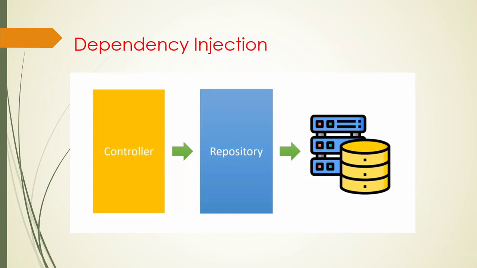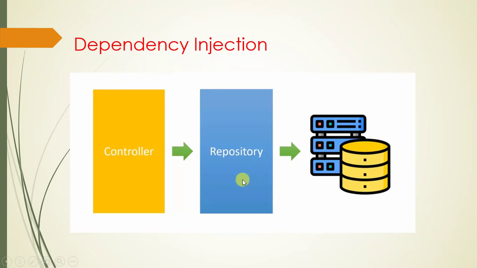In the second layer, we have the repository. In this repository layer, we will write the logic and code. Then finally, we have the database. When the request comes from the client, first it will go to the controller level. If everything is fine at the controller level, then it goes to the repository.